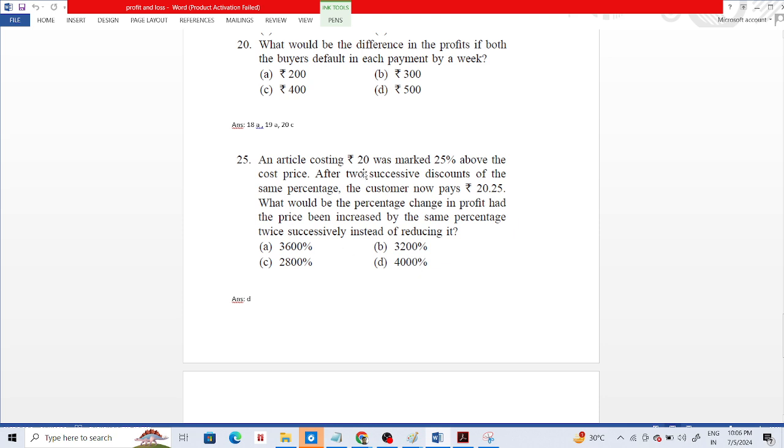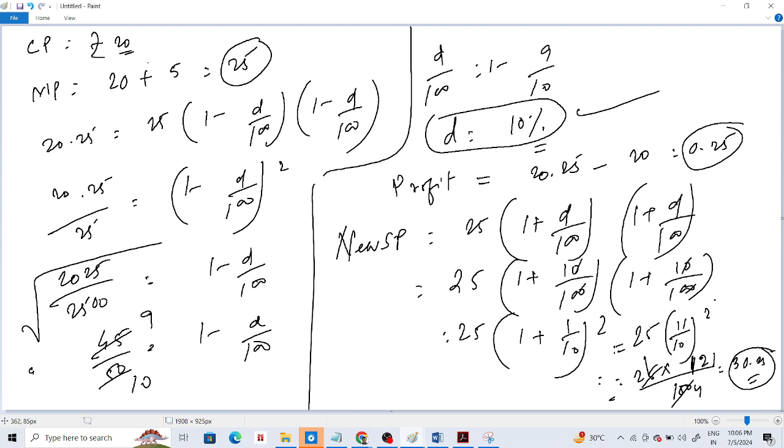An article costing rupees 20 was marked 25% above the cost price. Okay, so this is the CP. Now what is the mark price? 20 plus 5. Why 5? If you do 25% of 20, that is 1 by 4th of 20, which is 5. So 20 plus 5 is 25.